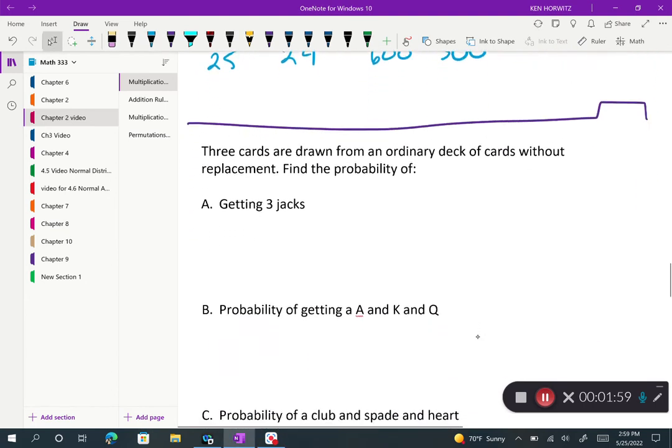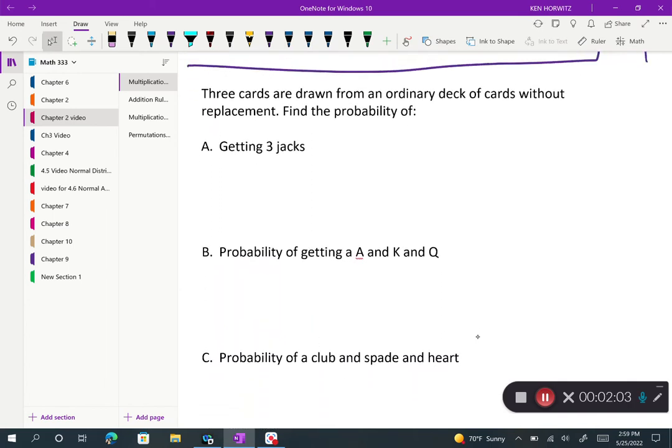All right. So let's take a look at a few more. We can extend the multiplication rule to 3 or more events. And I like cards from a deck. They're always appropriate. So 3 cards are drawn from an ordinary deck of cards without replacement. Again, without replacement tells me they are dependent events. Find the probability of getting 3 jacks. All right. Well, how many jacks are in a deck? There are 4 jacks in a deck out of a total of 52 cards.